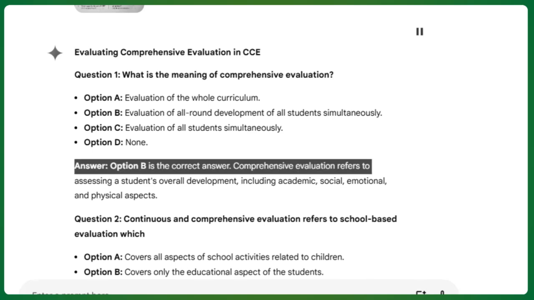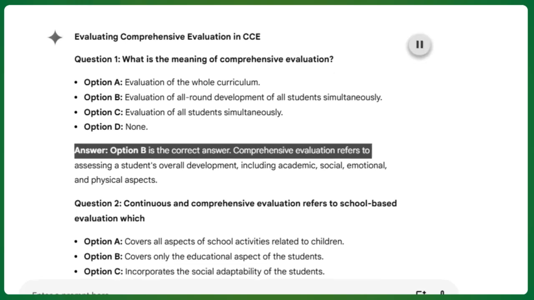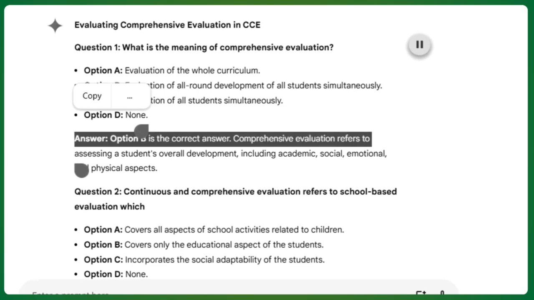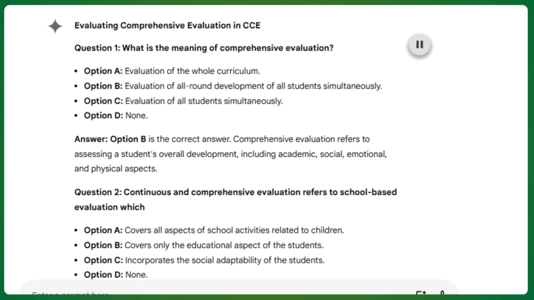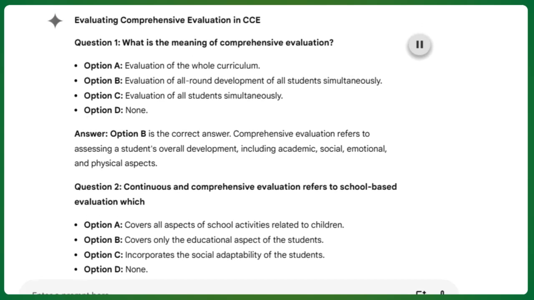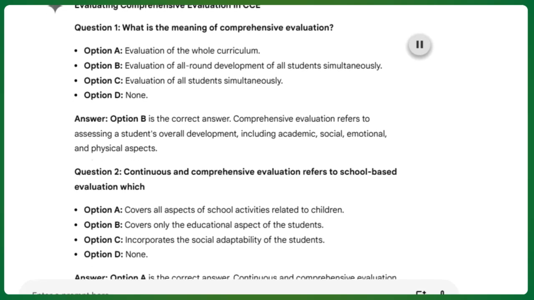Evaluating comprehensive evaluation in CCE. Question 1. What is the meaning of comprehensive evaluation? Option A. Evaluation of the whole curriculum. Option B. Evaluation of all-round development of all students simultaneously. Option C. Evaluation of all students simultaneously. Option D. None. Answer. Option B is the correct answer. Comprehensive evaluation refers to assessing a student's overall development, including academic, social, emotional, and physical aspects.